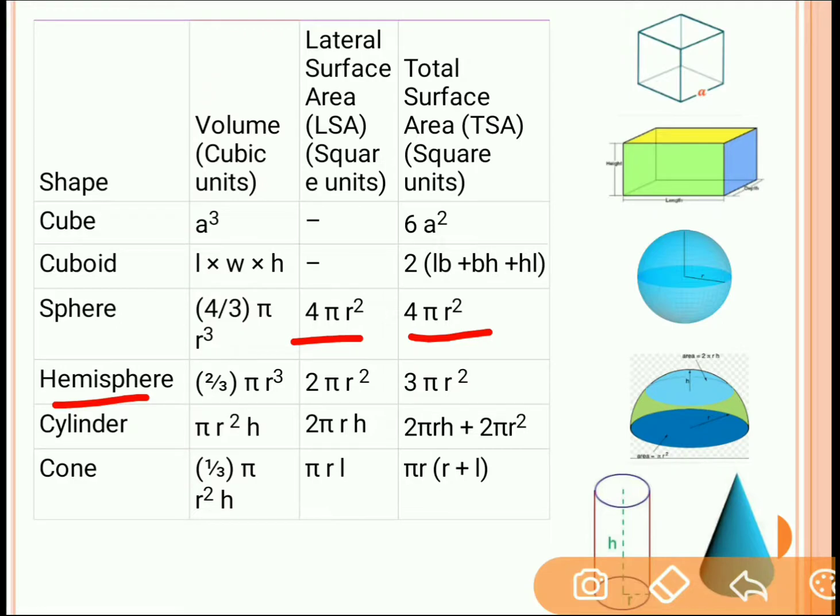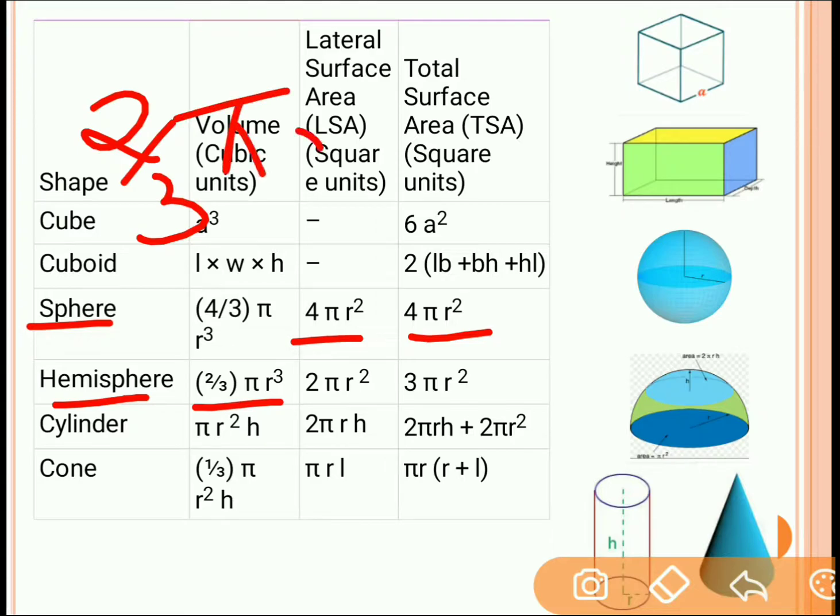Hemisphere is the half sphere. So the volume of the hemisphere will be half of that of the sphere. So the volume of the hemisphere is 2 by 3 pi r cube.